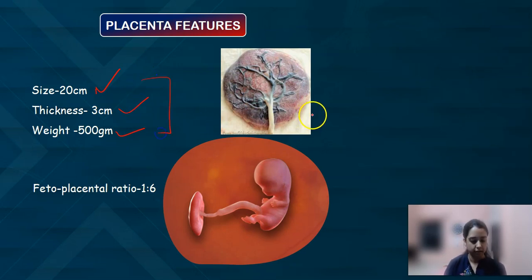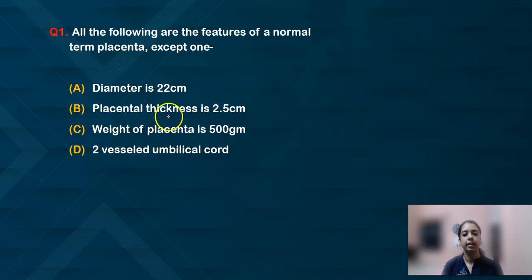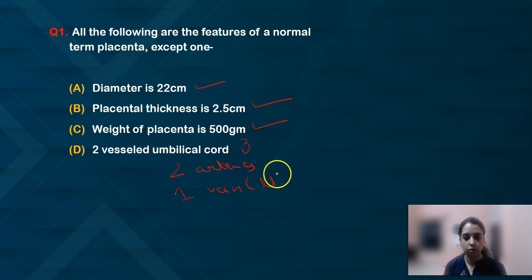Okay, let's get back to the question. Our question said diameter is 22 centimeter, that's correct. Thickness is 2.5, correct. Weight is 500 gram, that's also correct. Is it a two-vesseled umbilical cord? No, it is a three-vessel umbilical cord. So it has two arteries and one vein, the left vein is there. So we used to remember it by the way that one is left. So it is not two-vesseled, it is three-vesseled.